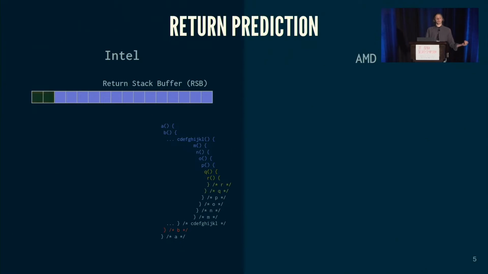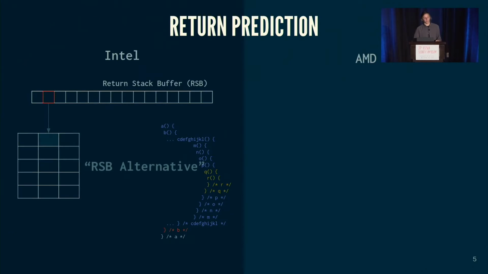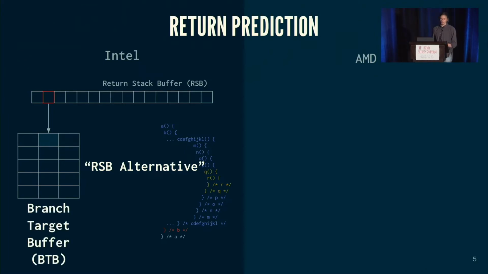This is still all fine, so when we return from this deep call stack, we just use these RSB entries and return fast. But at some point, because the call stack is deeper than the number of return targets we have in the RSB, we reach a state where the RSB is empty. At that state, the CPU on Intel falls back to an RSB alternative predictor. We find that this is actually the branch target buffer, which is also the one that has been hijacked for the Spectre that we know.